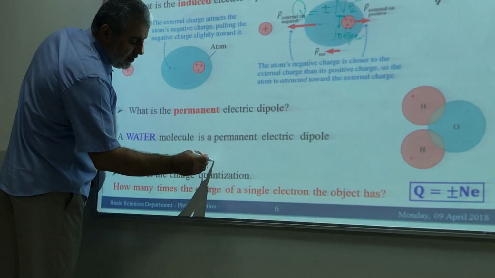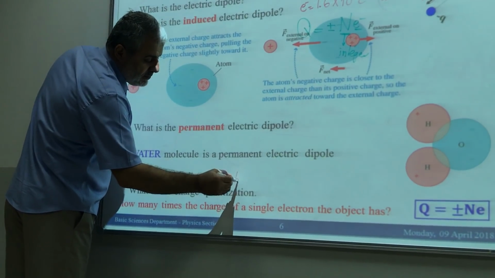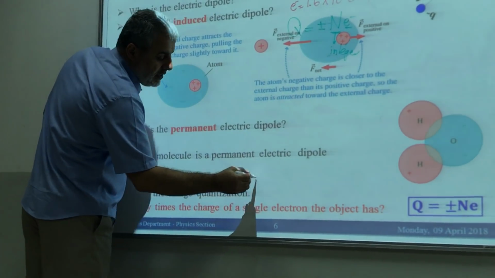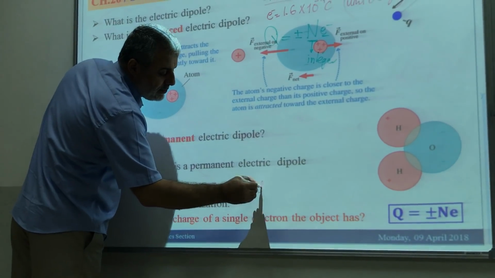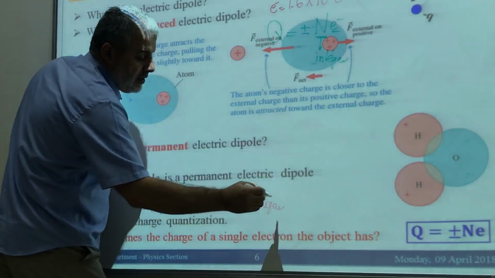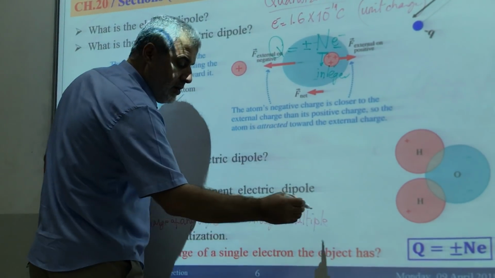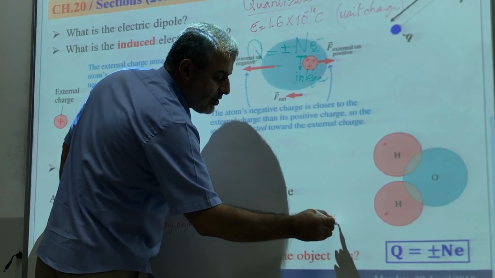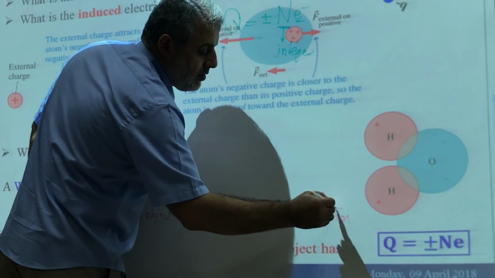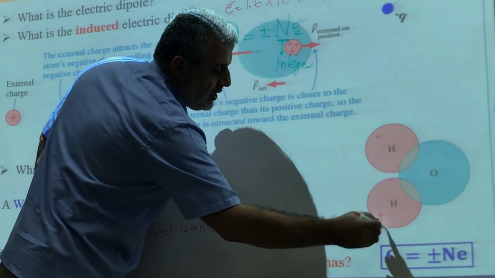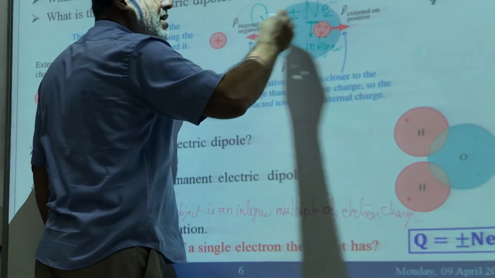Okay? So you can write, if you want to say charge quantization: the charge of any object is an integer multiple, integer multiple هو مضروب صحيح, of the electron charge. Of the electron charge, this is here, we translate it to this one.